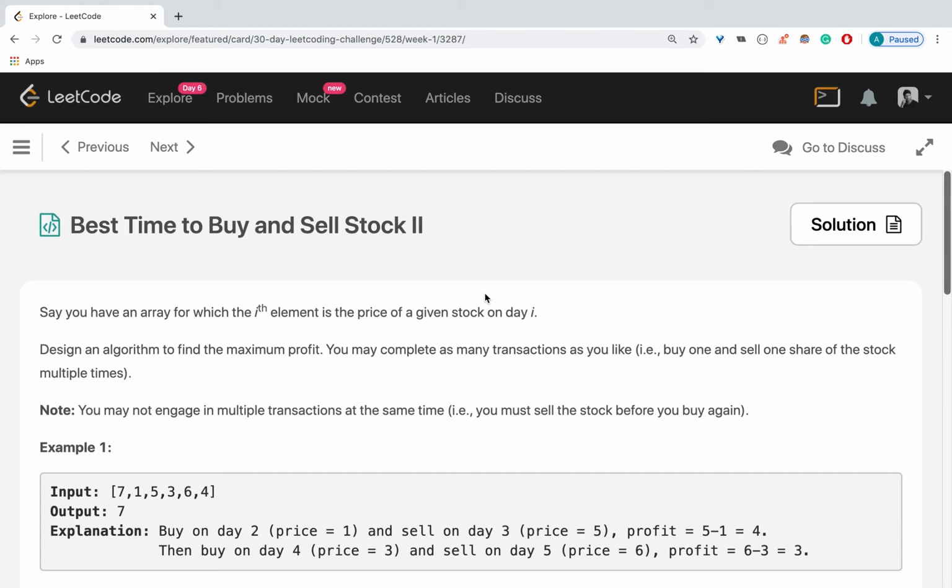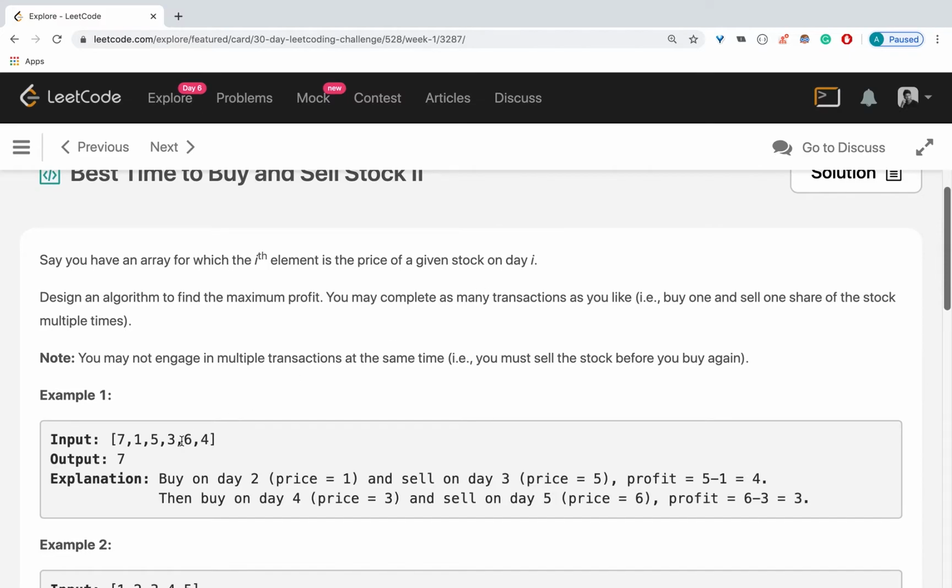So in this problem we are given an array for which the ith element is the price of the given stock on day i. For example, you can see in this input array there are a number of prices given for each day, and each index represents one day and the corresponding number represents the price on that day. So we have to design an algorithm to find the maximum profit.